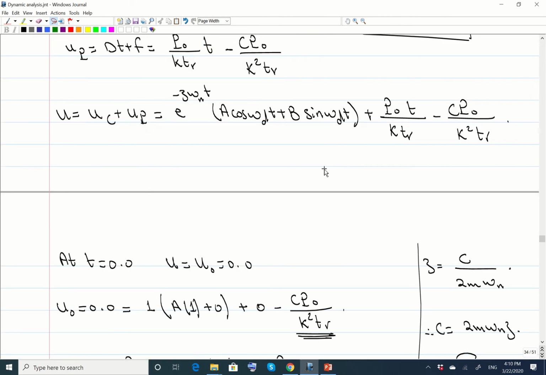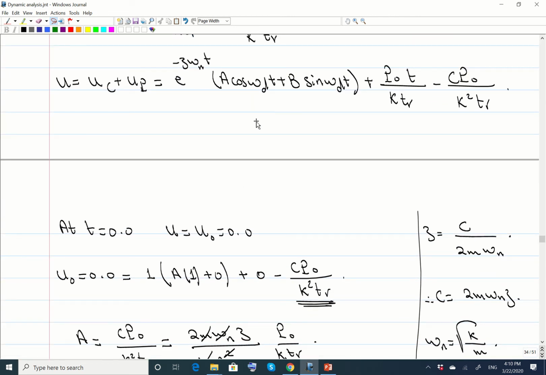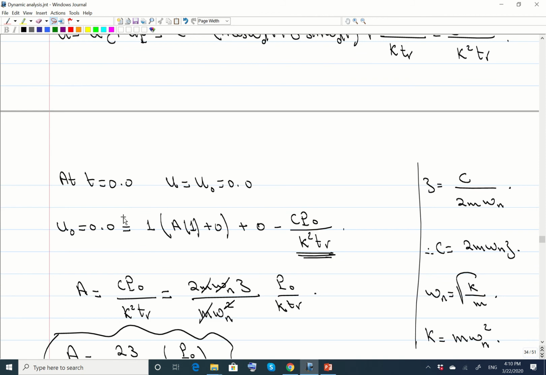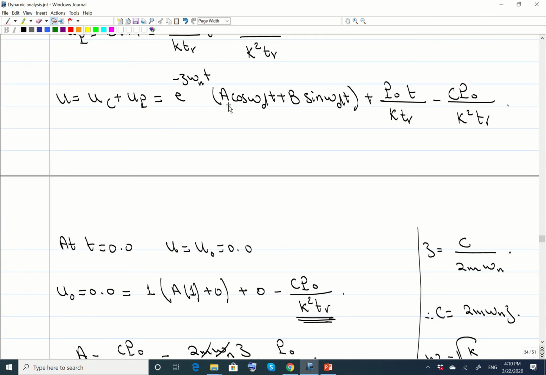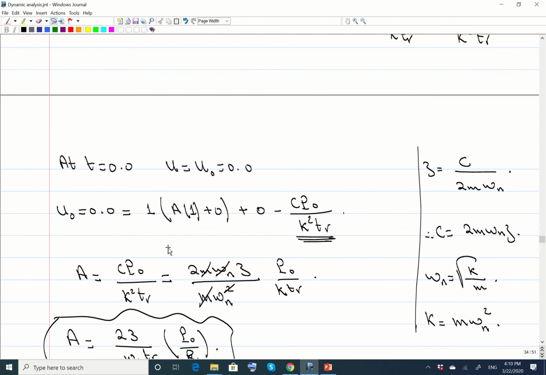Now still we have to find the two constants here, a and b, okay, from the boundary conditions. Doing so, just do the same, okay? Let's assume an initial boundary condition of 0, no initial displacement, no initial velocity, okay? You just have the force, okay? So u naught equal to 0 at time equals 0. Just put the time equals 0 here. This becomes 1, this becomes 1, so a plus 0, time here 0, so this term cancels, and you're going to have this term. So a minus c p naught divided by k squared tr. From that, a has to be equal to c p naught divided by k squared tr.